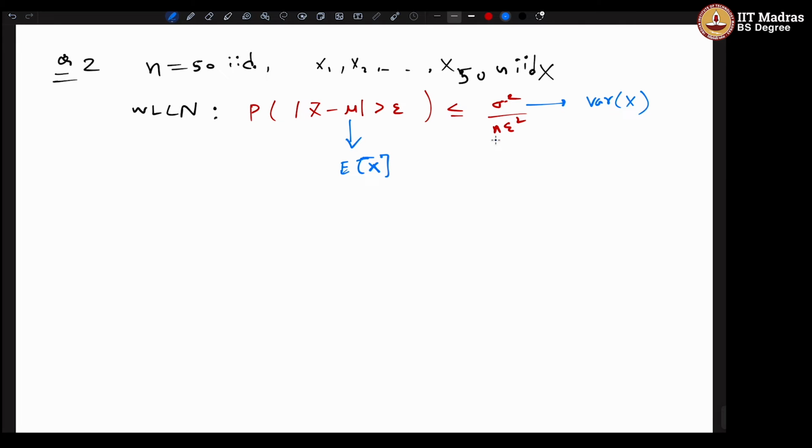Now n is the same. We have n equals 50 here. So this is the weak law of large numbers, which tells the bound on the difference between the actual mean and the sample mean.